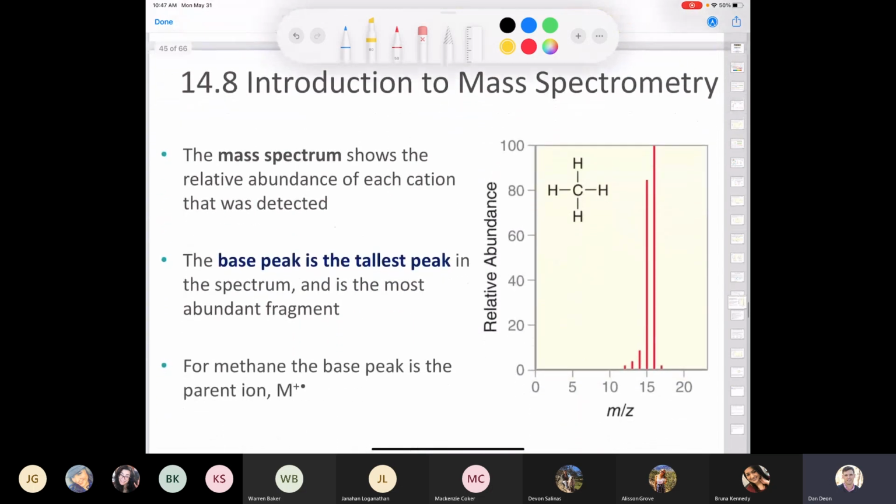Well, let's look at this mass spectrum of the simplest possible organic molecule, which is methane, CH4. What do we see in the mass spectrum of methane that's shown over here? On the y-axis, we have relative abundance. What does that mean? It means that this peak, this signal, is the most abundant. It has a mass over charge of 16.